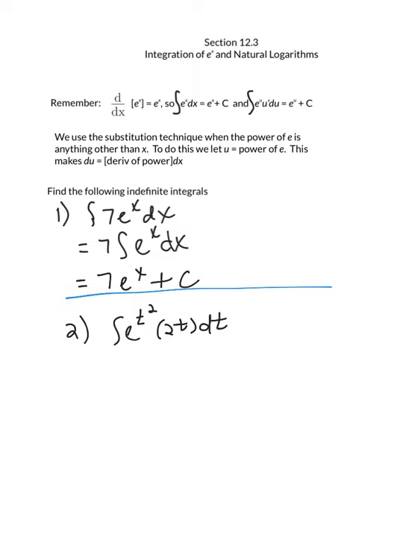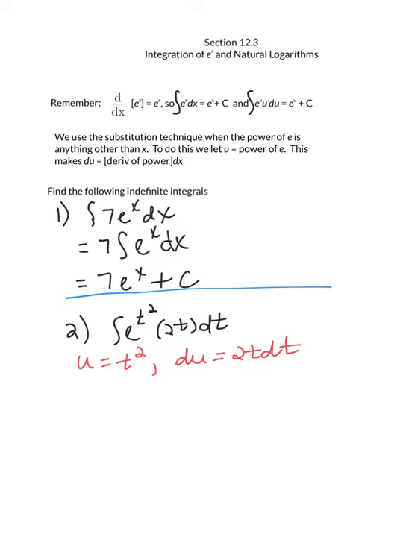On our second example, we have the integral of e to the t squared times 2t dt. You would not absolutely have to do substitution on this problem, but just to show you how substitution works, when your power of e is not plain old x, you let u equal that power. So u would be t squared. This means that du equals 2t dt, which is exactly what we have in our problem.